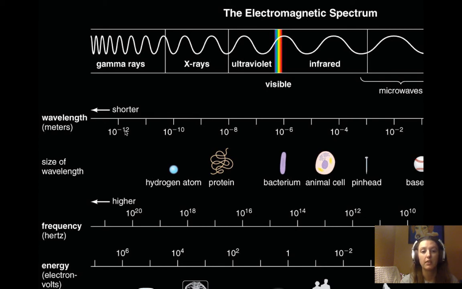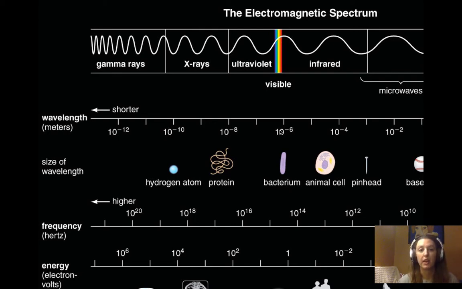10 to the 12 corresponds to a trillion, so 10 to the negative 12 means gamma rays are somewhere in the one trillionth of a meter range. Imagine taking 1 meter and dividing it up into a trillion little pieces. One of those pieces is the wavelength of gamma rays. Whereas the visible range is pretty close to one millionth. You take 1 meter, divide it up into a million little equal pieces, and one of those pieces corresponds to the wavelength of light that our eyes can see.